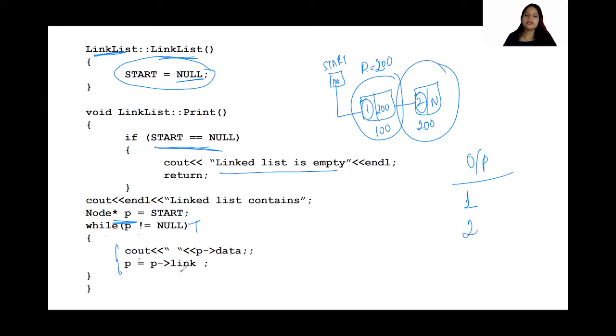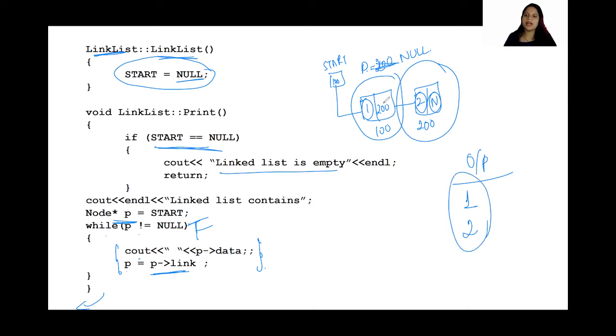Again, P is equal to P link. So what I have here in link, P value is going to become null now. Again, I'm checking P is not equal to null. Is it not equal to null? False. This is equal to null. That's why I'm not going to execute this. I'm going to come out of this function. Okay, so I have got my output.